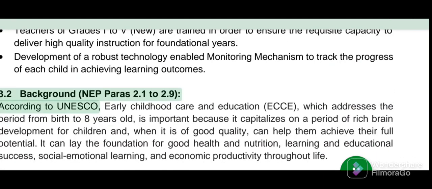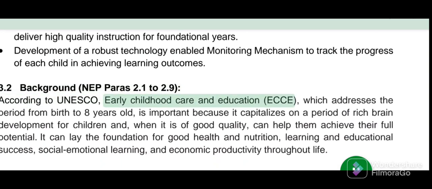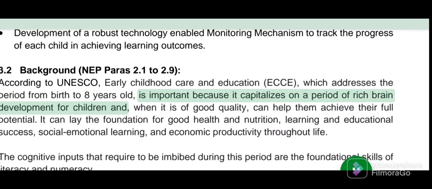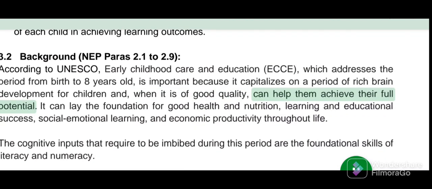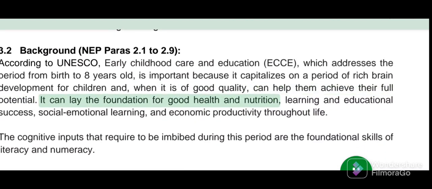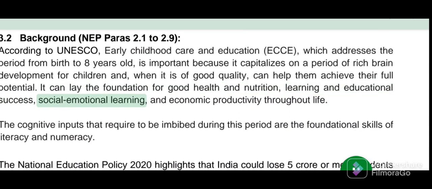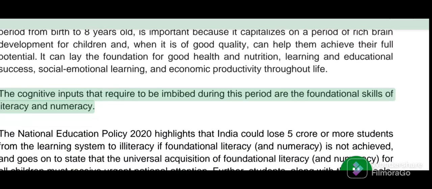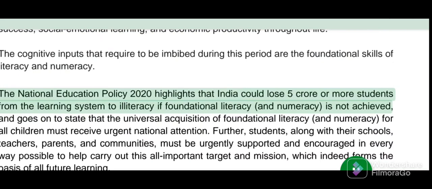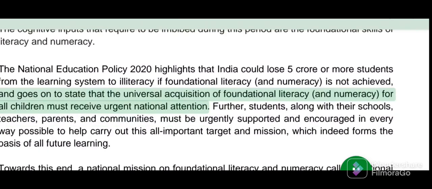3.2 Background, NEP Paras 2.1 to 2.9. According to UNESCO, Early Childhood Care and Education, ECE, which addresses the period from birth to 8 years old, is important because it capitalizes on a period of rich brain development for children and, when it is of good quality, can help them achieve their full potential. It can lay the foundation for good health and nutrition, learning and educational success, social-emotional learning, and economic productivity throughout life. The cognitive inputs that require to be imbibed during this period are the foundational skills of literacy and numeracy. The National Education Policy 2020 highlights that India could lose 5 crore or more students from the learning system to illiteracy if foundational literacy and numeracy is not achieved, and goes on to state that the universal acquisition of foundational literacy and numeracy for all children must receive urgent national attention.